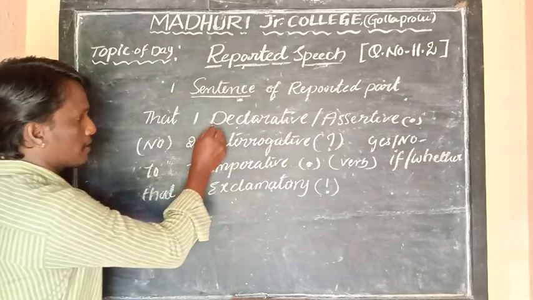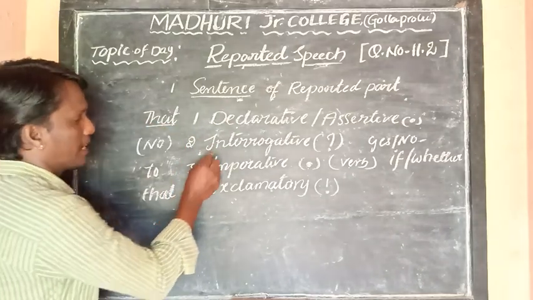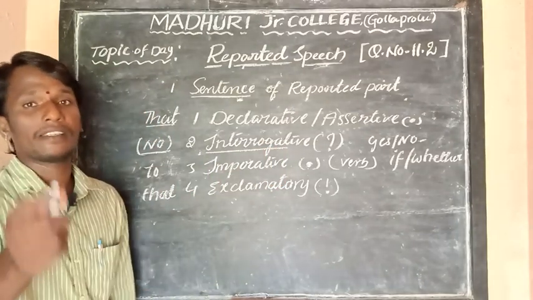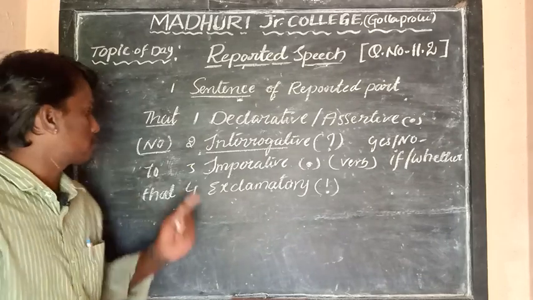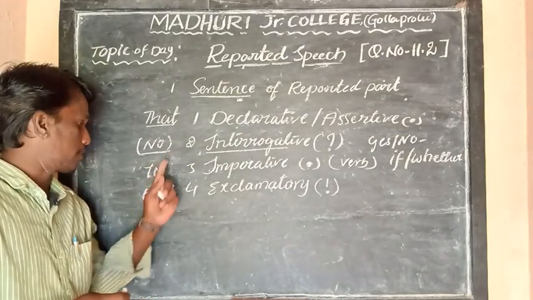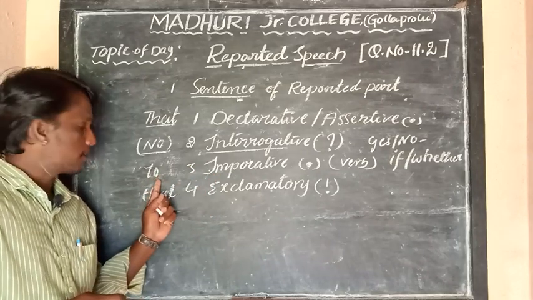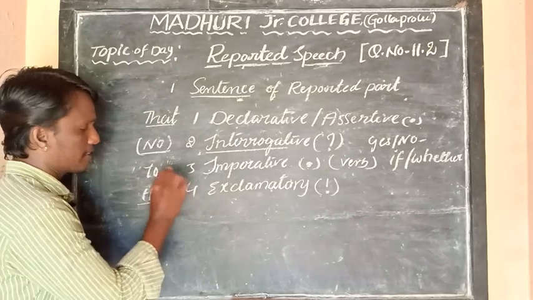If the reported part is a declarative sentence, go for that. If the reported part is an interrogative sentence, you should not use any conjunction, as there is a conjunction itself. All interrogative pronouns can be used as a conjunction here. And if you find an imperative sentence, you just go for taking to. Whereas if you find an exclamatory sentence, again take that.